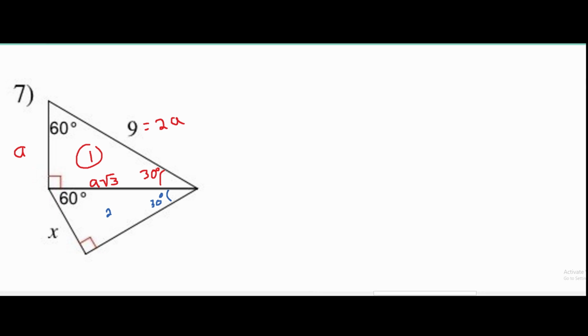So we do have 9 is equal to 2a. We want to find a. A is going to be equal to 9 divided by 2. We're just dividing both sides by 2. So a being equal to 9 over 2 means that we've found this side. We have found a, and a is equal to 9 over 2.